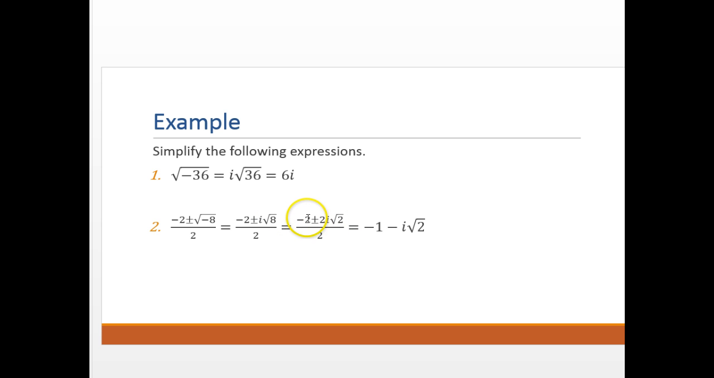And notice this 2 out front, this 2 in front of the radical, and this 2 in the denominator are all divisible by 2. So negative 2 divided by 2 is negative 1. 2i divided by 2 is i. And I'm left with the root 2. So negative 1 plus or minus i root 2 would be my answer.